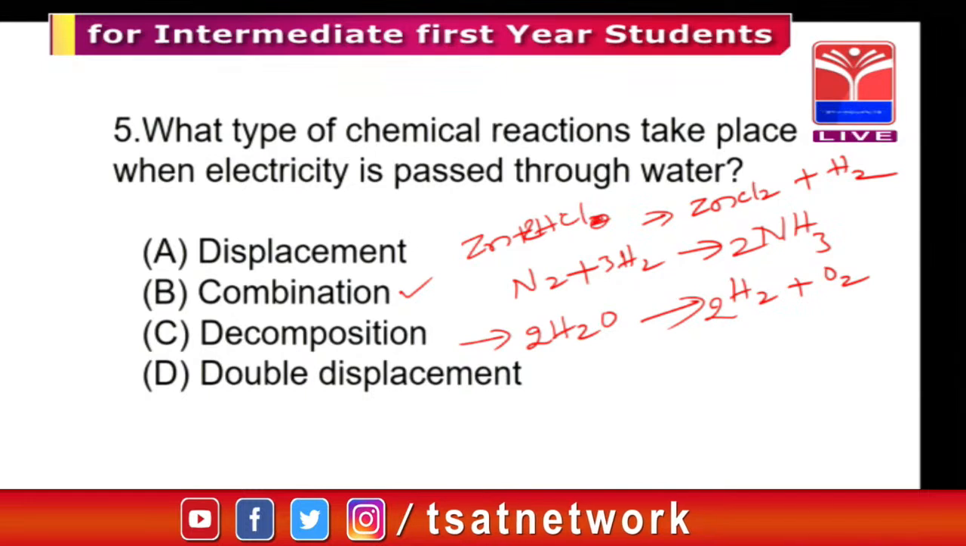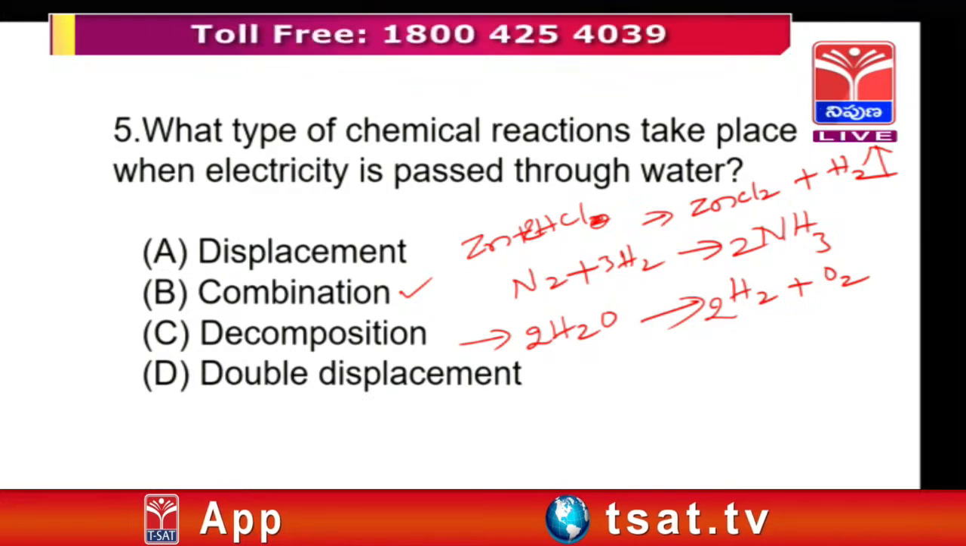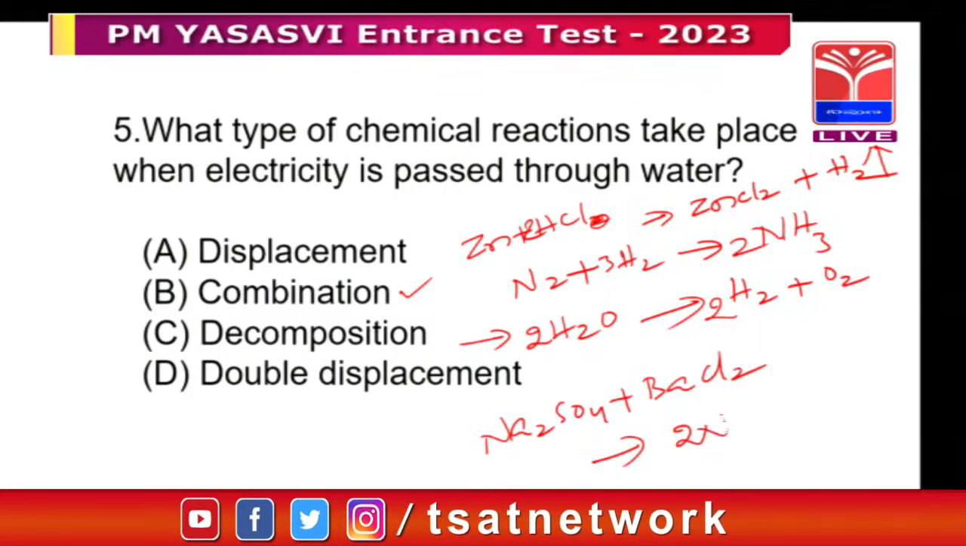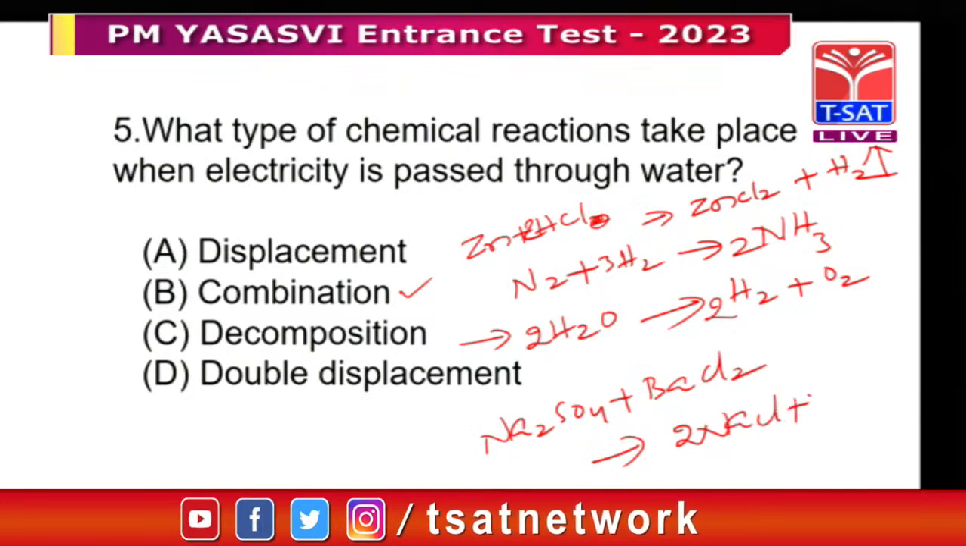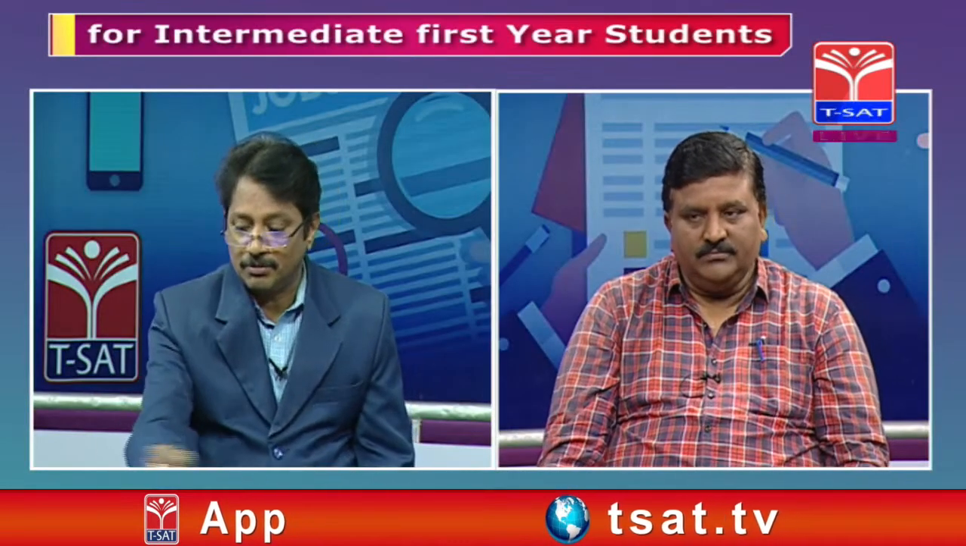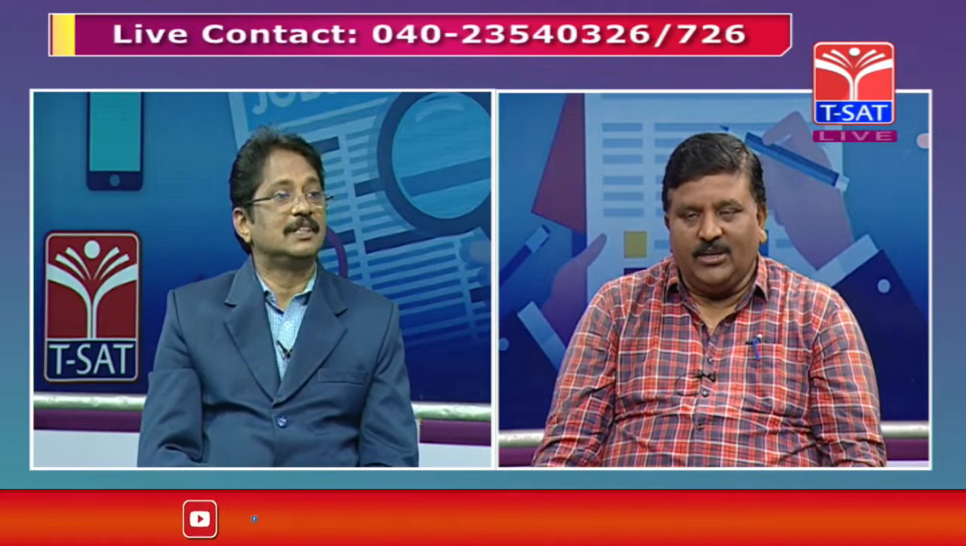For double displacement, we have different types, such as sodium sulphate plus barium chloride. Na2SO4 plus BaCl2 gives NaCl plus BaSO4. Okay. So here you can identify these are the four different kinds of chemical reaction they need to know.